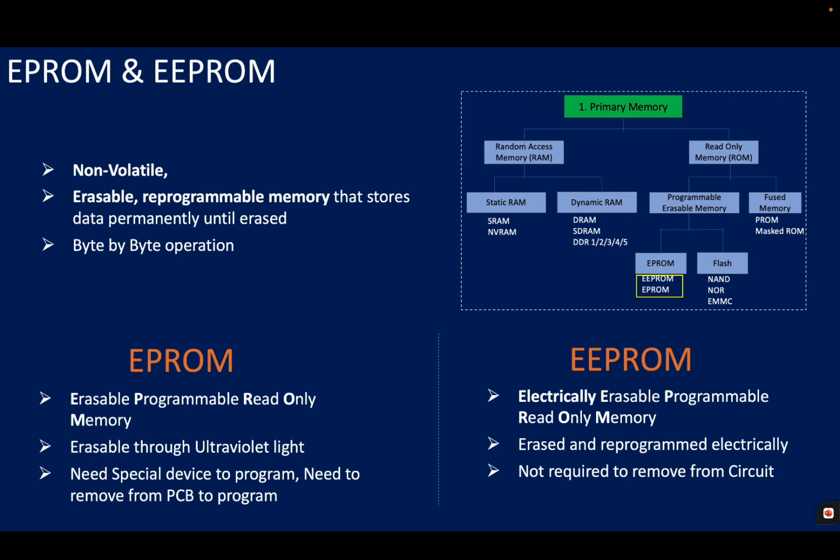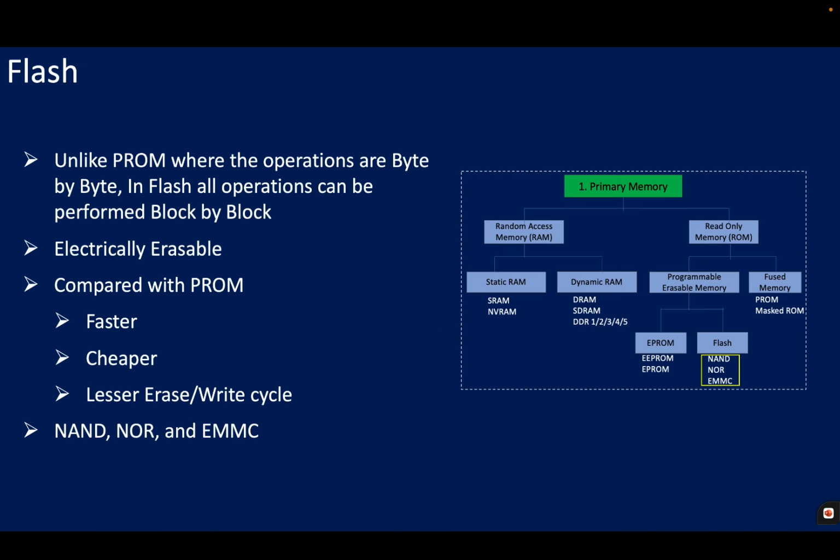That brings us to EEPROM, Electrically Erasable Programmable Read-Only Memory. Unlike EPROM, which erases using UV light, EEPROM can be erased electrically, and programming is also done electrically. As this operation can be done within the PCB, it is not required to remove memory from circuitry.